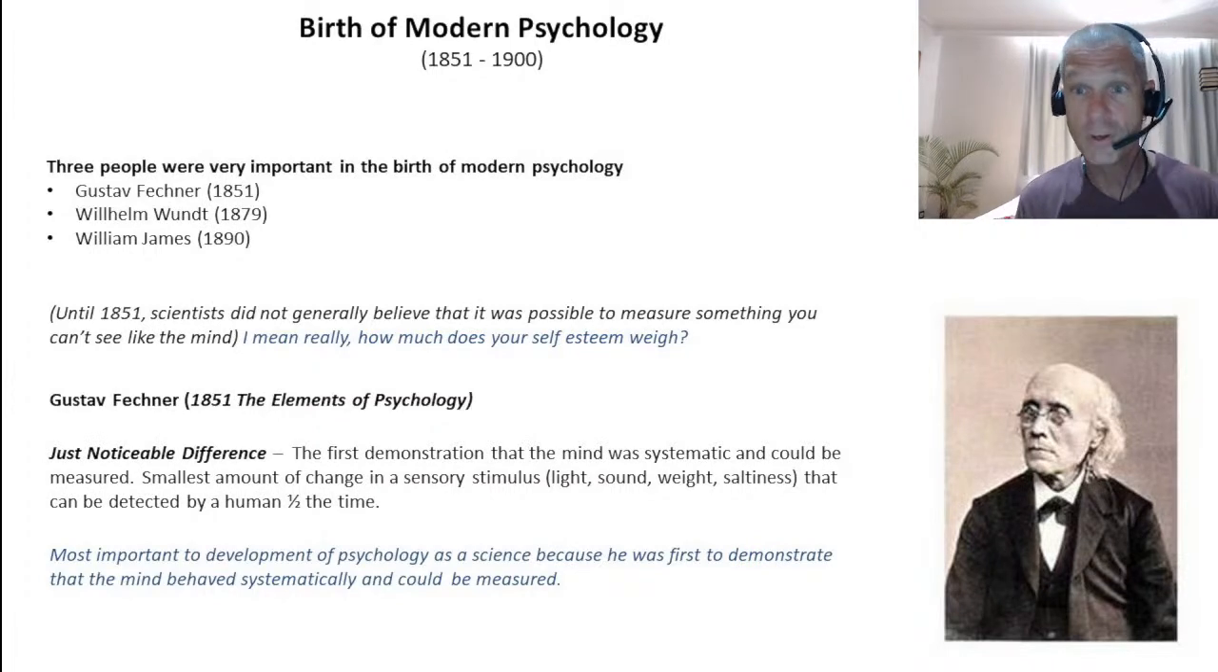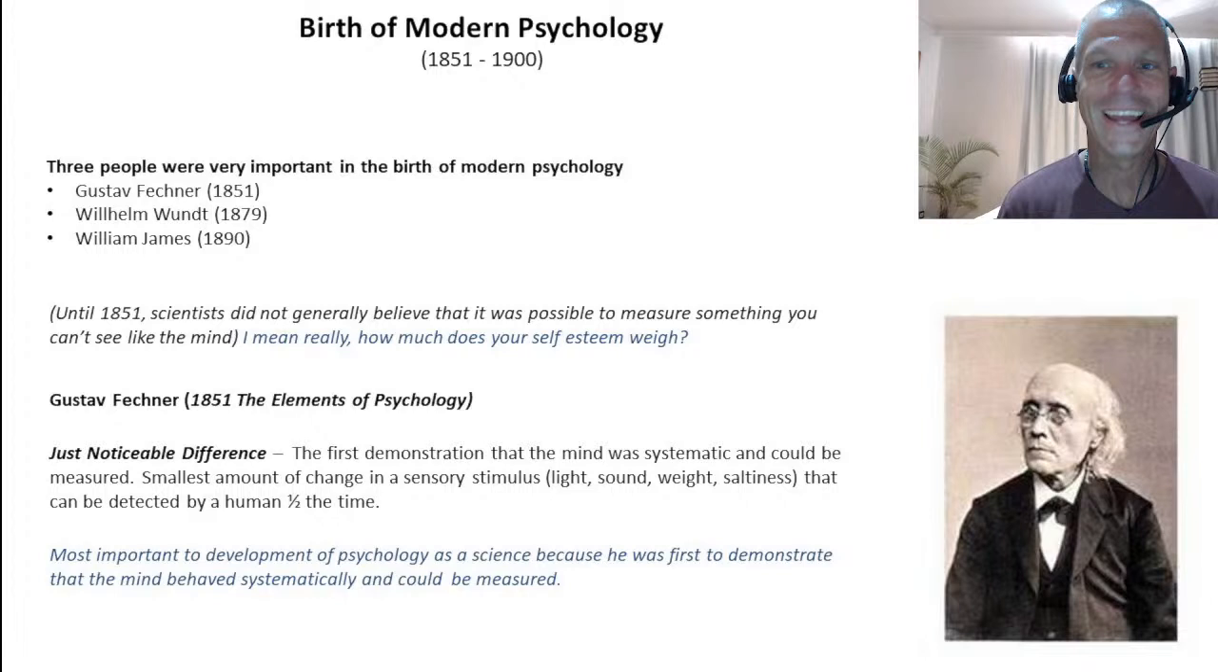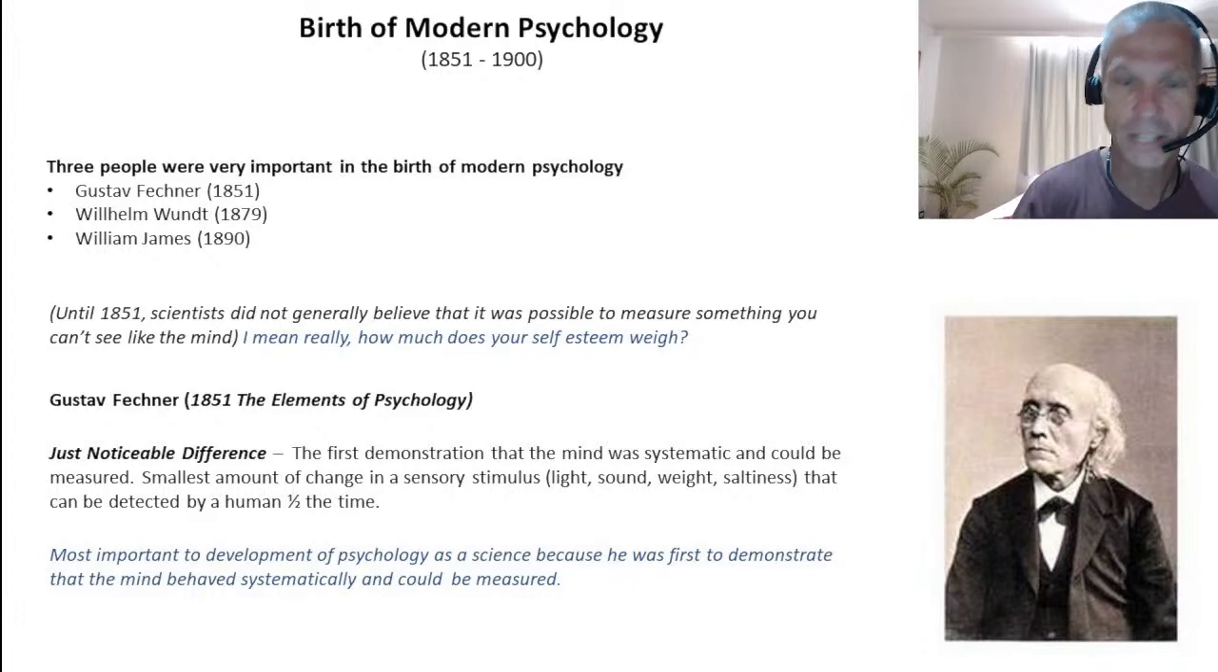That in order for you to detect change, a stimulus had to change a certain amount, 1/40th of its original intensity. Doesn't matter. Really, what I want you to know is that he demonstrated that the mind obeyed a systematic, lawful process that could be measured. And so he's typically seen as the father of scientific psychology because he demonstrated that the mind could be measured.